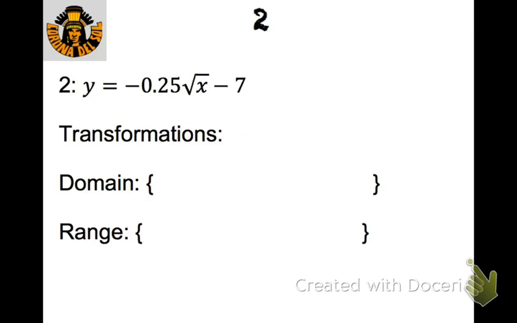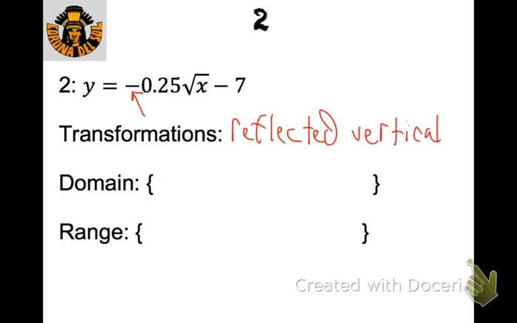Okay, this one has a few things going on. So this little negative sign right here is going to reflect it. We would say reflected vertically. And then it's got this minus 7 at the end, so that's going to be down 7.